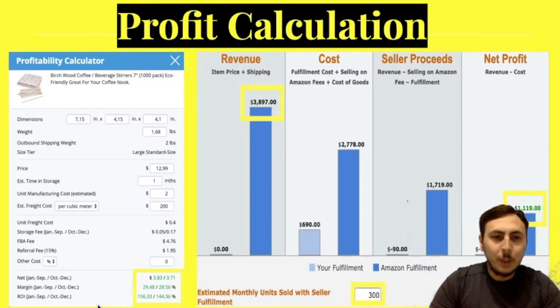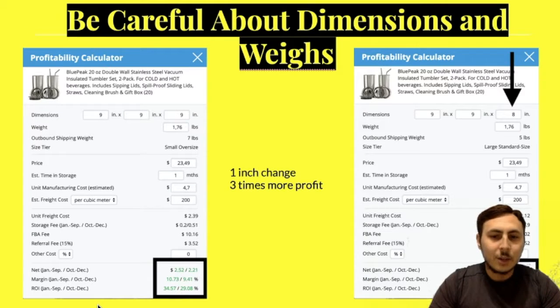In the profit calculation, product dimensions are very crucial. Believe me, my friends, 1 inch can change everything. Let's look at dimensions deeply. Size and weights are so important, so be careful about dimensions and weights. Amazon fulfillment fees change by size and dimensions of product.